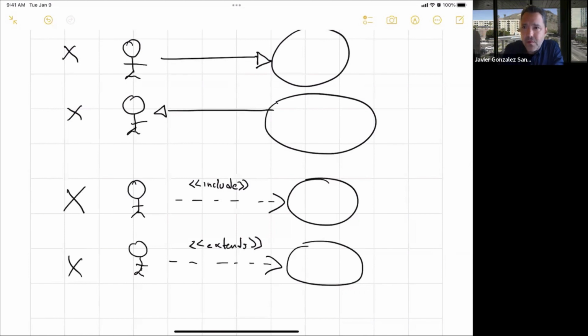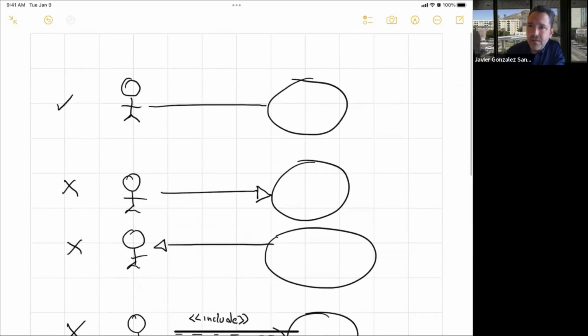Okay, Professor, what you are telling us is that the only thing that we can do between an actor and a requirement is the line. No inheritance, no inclusion, no extension. Yes, that is what I want you to know. The only relationship between actor and requirement is line, association. The requirement and the actor, they are associated.